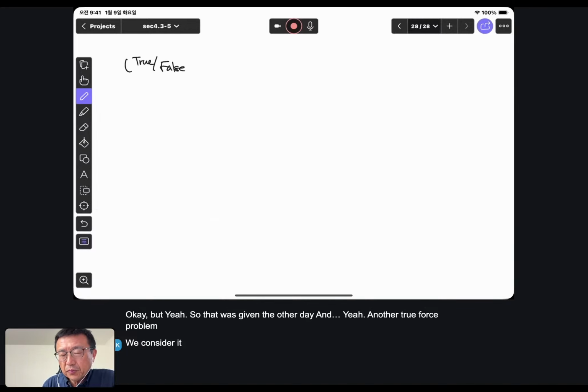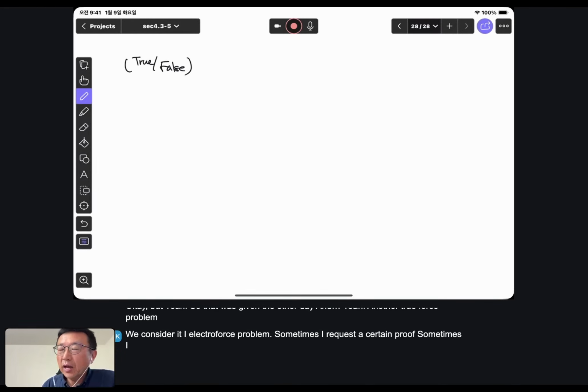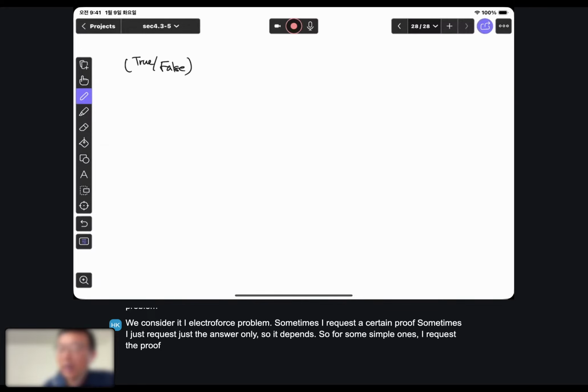I like true false problems. Sometimes I request a certain proof, and sometimes I request just the answer only. So it depends. For some simple ones, I request the proof or counterexample. But if the statement is difficult, I usually just request the answer only.